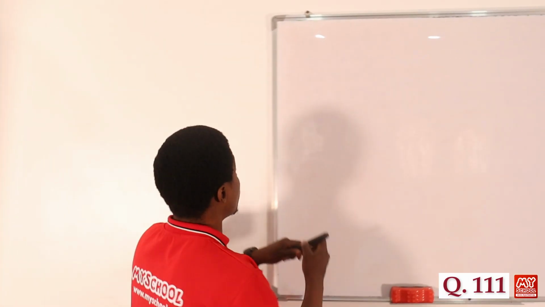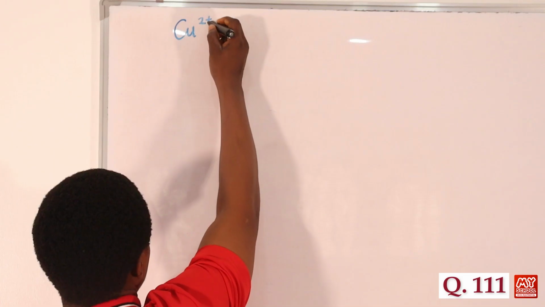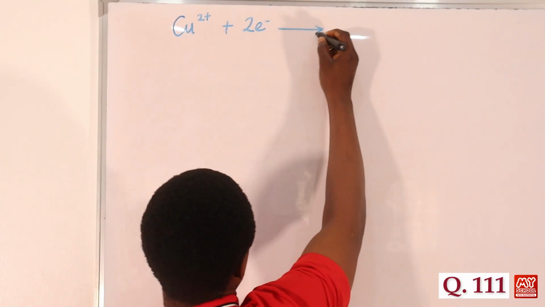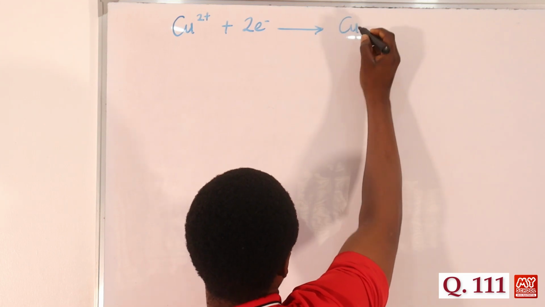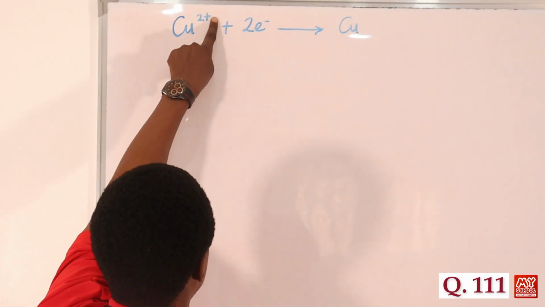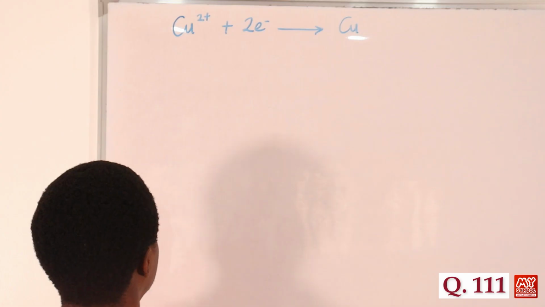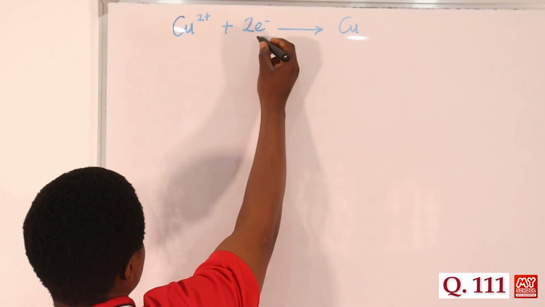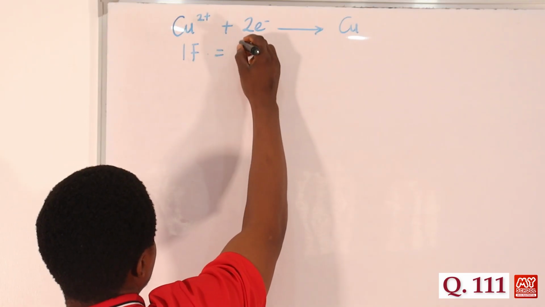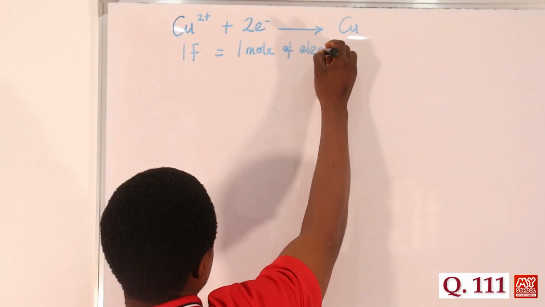Okay, so let's go to the board. So if we have copper ion, Cu2+, we gain 2 electrons to eventually have copper metal. So copper metal is going to be formed. Which means, don't forget that 1 Faraday should actually be equal to 1 mole of electron.